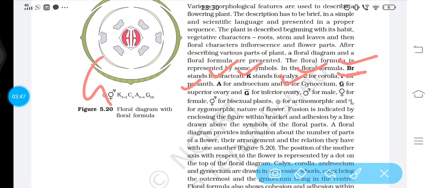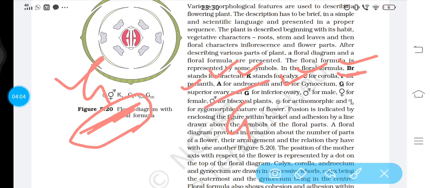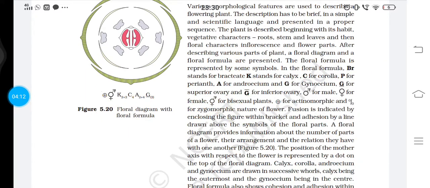If G has an underline, that means the gynoecium is superior. This line is representing the floral parts and G is representing the female reproductive part. This G above the line shows that the gynoecium is here above the other floral parts. But if G is like this, with the line above, that means the floral parts are above and the gynoecium is below those floral parts. So it is the formula here. Suppose if the flower is having only male reproductive part, then this symbol is made.